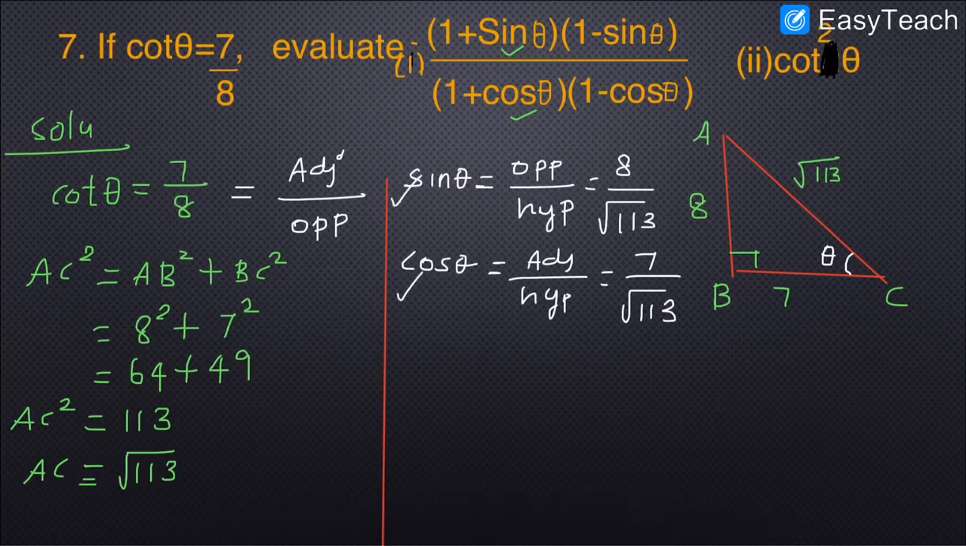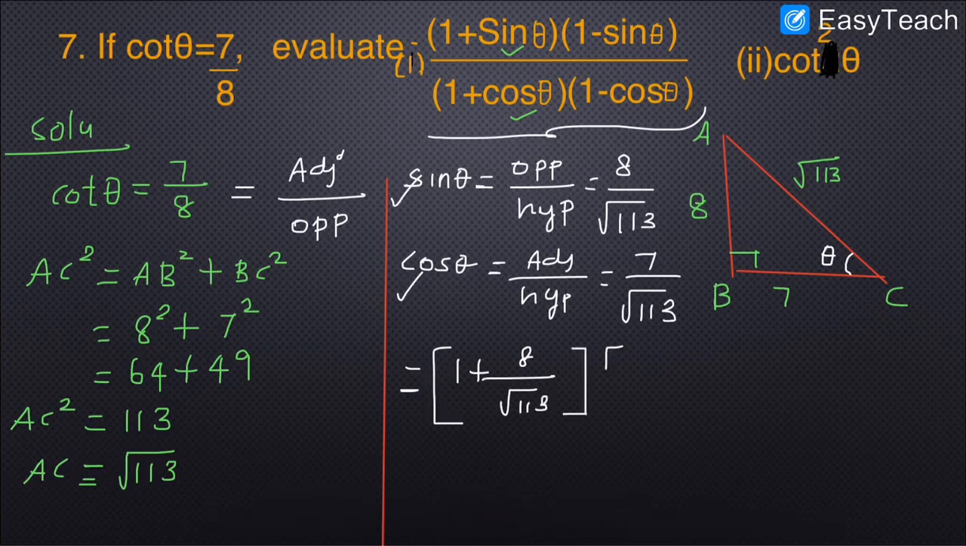Let's substitute the values of sin theta and cos theta in our questions. So 1 plus sin theta, 8 by root 113, into 1 minus 8 by root 113, this is for the numerator. Make sure the equals sign stays in the middle.